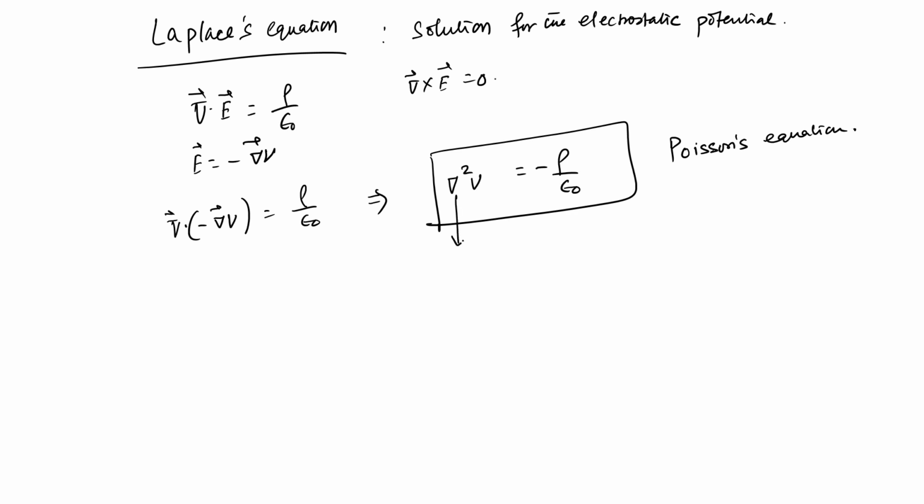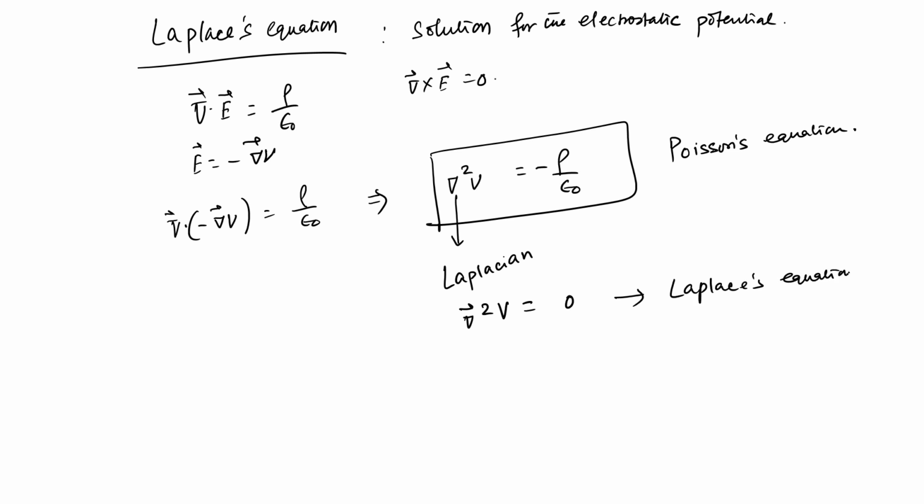And this operator is called a Laplacian, and that is why it is called a Laplace's equation. So, del square V equal to minus rho by epsilon 0 is a second order differential equation for V, and this has to be solved for a given charge density. It could also be true that there is no charge density in space, in which case it will give you the Laplacian of V equal to 0, and this is really called Laplace's equation.